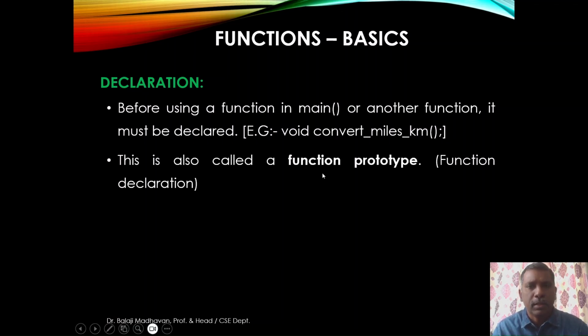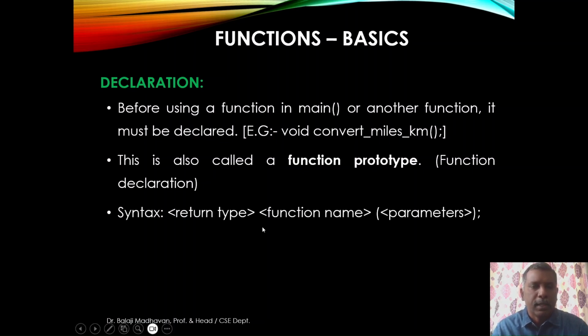We call this function declaration a function prototype also. This is the syntax for declaring a function, or function prototyping. First comes the return type of the function, the return data type of the function. So if a function is going to return integers, I'll put int, then the name of the function. If the function is going to return characters, I'll put char, then the function name. Then the parameters, if that function is going to use some parameters passed from the main function.